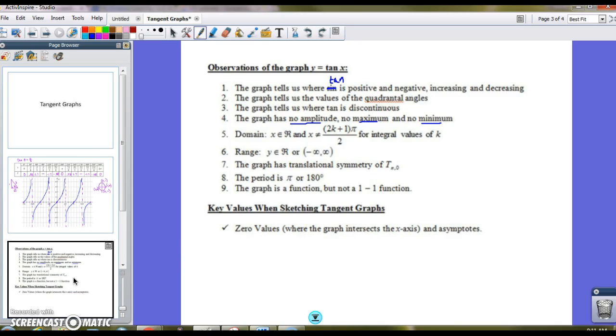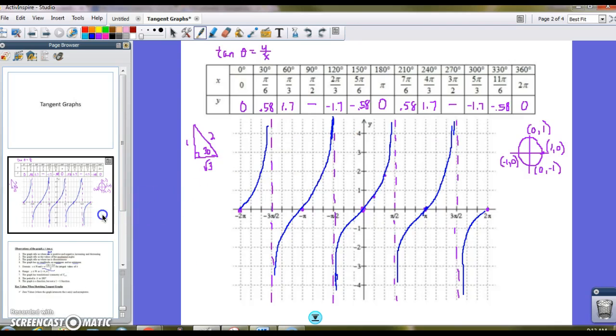The domain is all real numbers, and then you see this funky little notation in there, what x cannot equal. It cannot equal odd multiples of pi over 2. So at pi over 2, I have an asymptote. At 3 pi over 2, I have an asymptote. Then again, at 5 pi over 2, and at 7 pi over 2, I would have an asymptote.